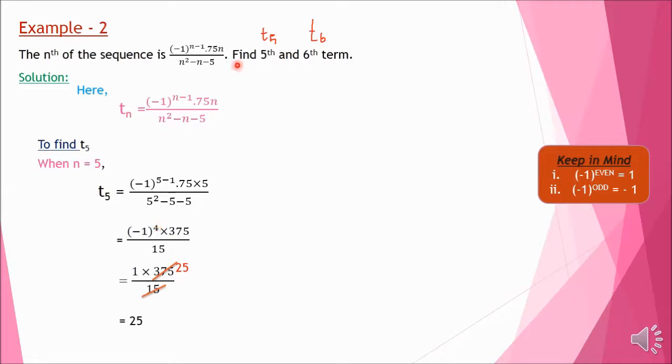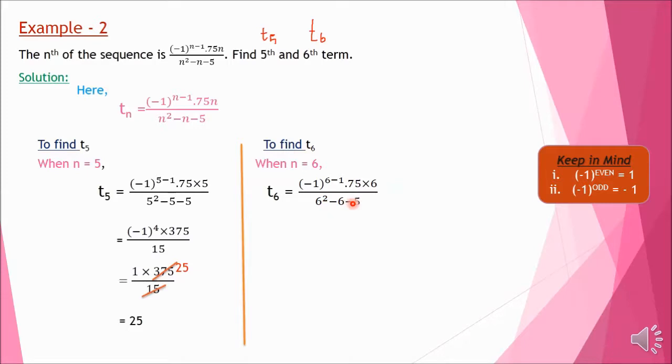Now to find T6, you can pause the video, do it yourself, and check the answer later on. To find T6, when n is equal to 6, n will be replaced by 6, the entire n will be replaced by 6. You can see right here 6 minus 1 into 75 into 6. Now 6 squared minus 6 minus 5. In the next step, 6 minus 1 will be 5. Now 75 into 6 will be 450, and the entire calculation will be 25.